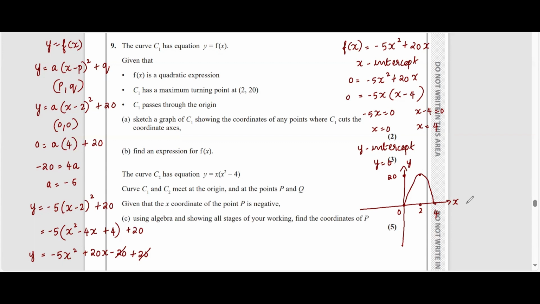That's how we sketch. Now finally, it's given that the curve C2 has equation y is equal to x into (x square minus 4). They both meet at the origin and at points P and Q. Given that the x-coordinate of the point P is negative, using algebra, show all stages of your working, find the coordinates of P. To find the coordinates of P, I need some space, so I'll just draw a line here.